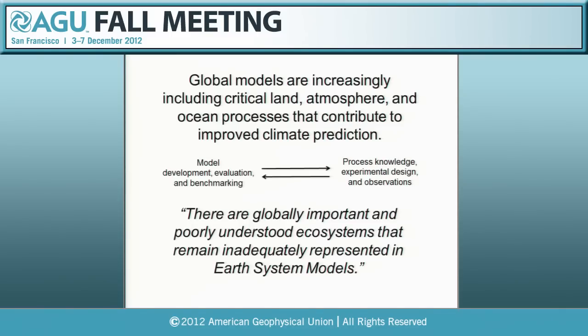If you were at the Department of Energy's town hall meeting on Tuesday, you would have heard about the importance of identifying globally important and poorly understood ecosystems, and the fact that there are ecosystems that remain poorly represented in Earth system models. Tropical ecosystems are an example. And in the context of today's presentations, the Arctic is also one of those systems that at regional and global scales are inadequately represented, and that if properly represented or improved representations made available could lead to better predictions of climate.